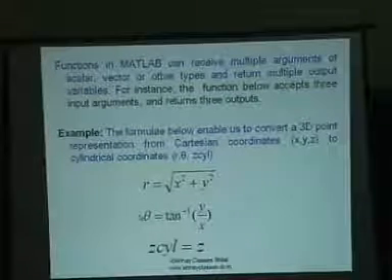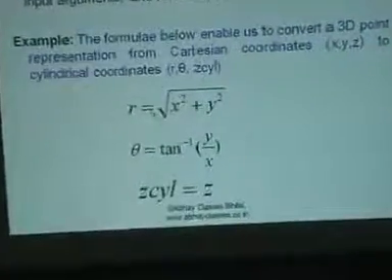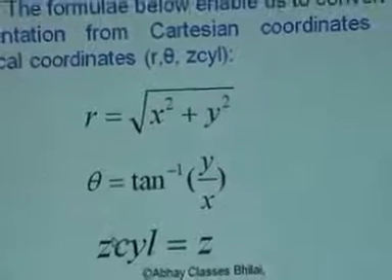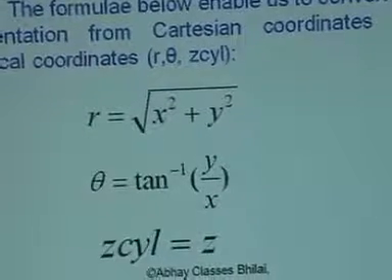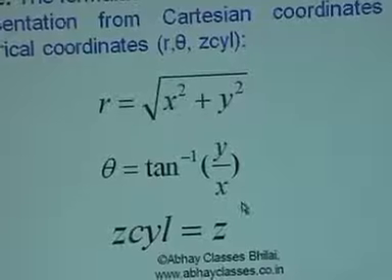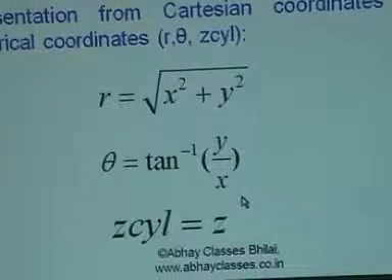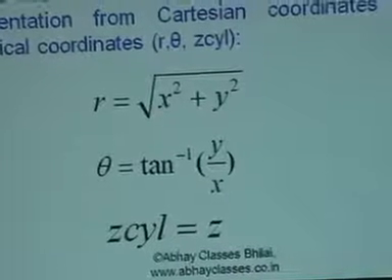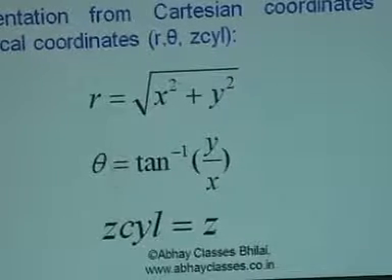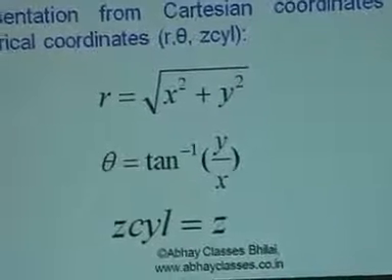Now let's do this. I want to design a function with more number of inputs. Here is the example, all of you are aware. This is the conversion of Cartesian coordinates to cylindrical coordinates, right? So x, y, z should be the input of the function and the output should be r, theta, z. So here is the function.